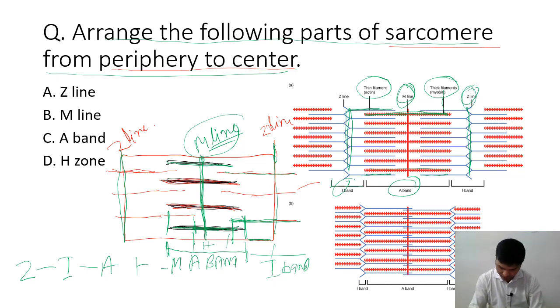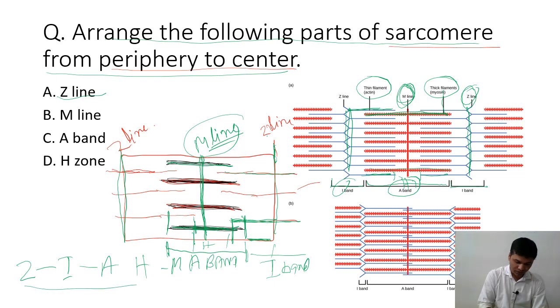So Z line, then I band, then the A band, then H is here, and this is the M band. If you get Z line first, then the I band will come, then A, then H, and then the M line. Like that you can arrange according to the option. There were many options, so you can choose the option accordingly. Let's move to the next question.